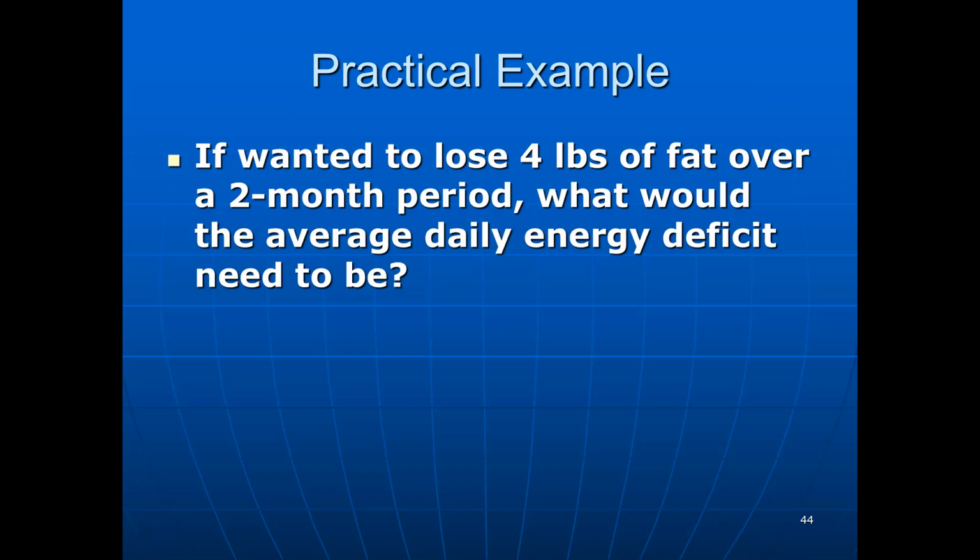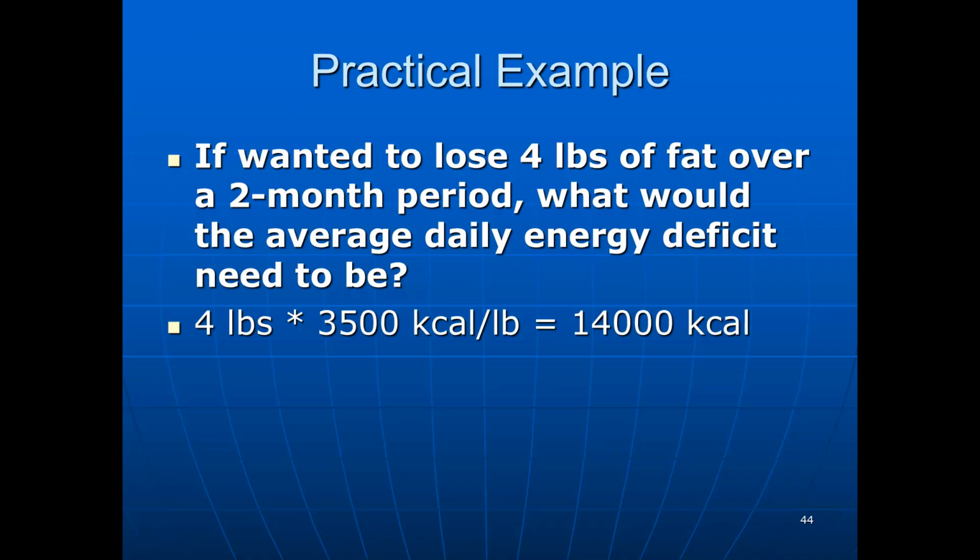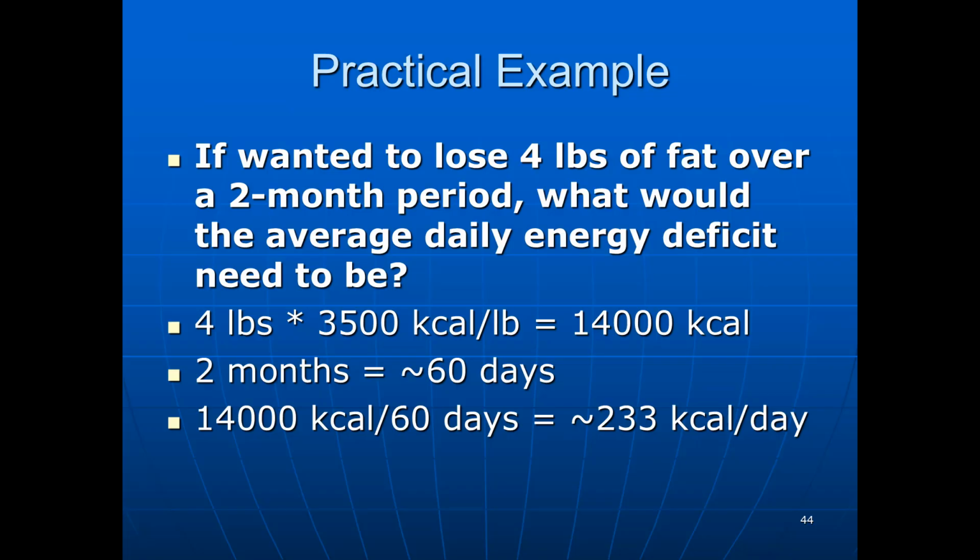So let's assume 2 months, 30 days in a month, so 60 days. And if we know that approximately 3,500 kcals is 1 pound of fat, we can work this out. So 4 times 3,500, it's 14,000 kcals. That's how many kcals need to be expended to lose 4 pounds of fat. It sounds like a lot, but when you break it down over the long period of time that we're talking about, 2 months, assuming that's 60 days, then 14,000 divided by 60 is 233 kcals per day.